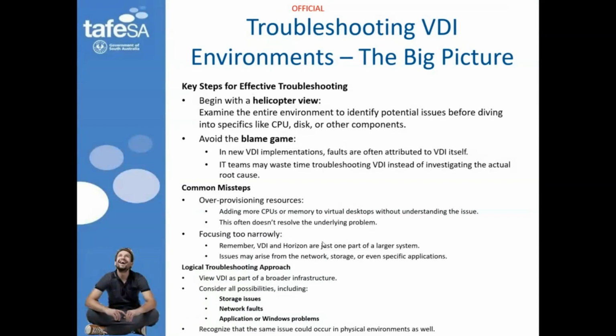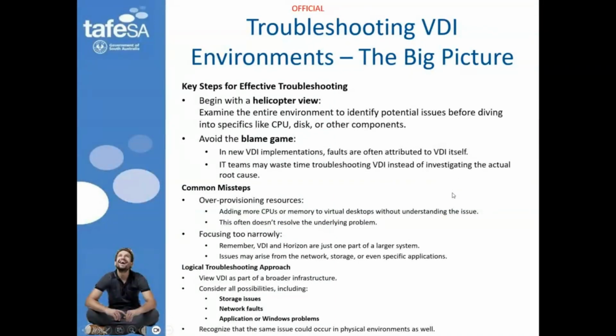So avoid blame games. In a new VDI, or virtual desktop infrastructure implementation, faults are often attributed to the VDI itself. Okay, so there's no point saying, oh, Horizon's bad or VMware is bad or the internet's bad. You just have to find the problem and fix it. IT teams may waste time troubleshooting VDI instead of investigating the actual root cause. Basically, just because you've just implemented VDI, you'll often say, oh, that must be the problem. But maybe that's not the root cause.